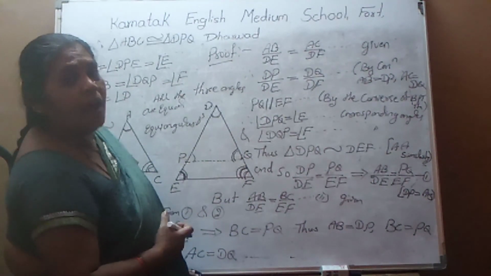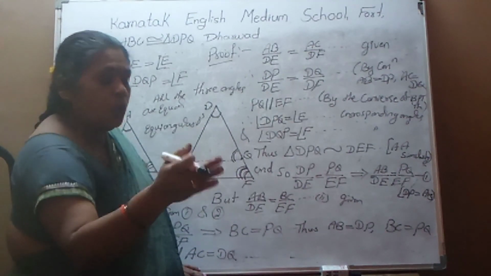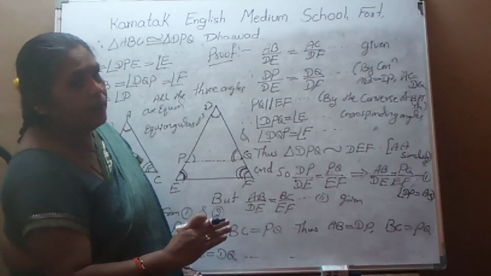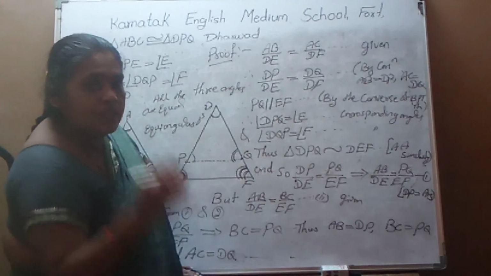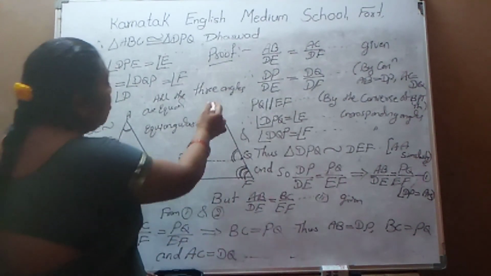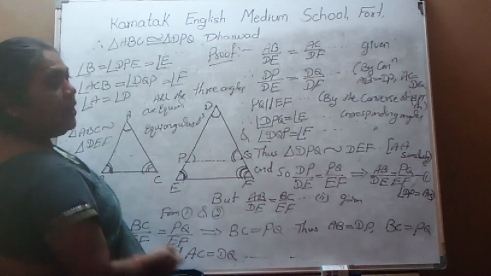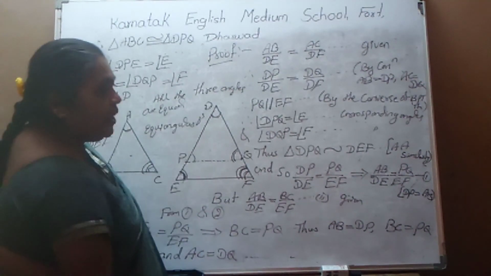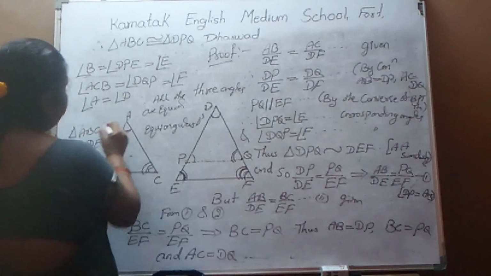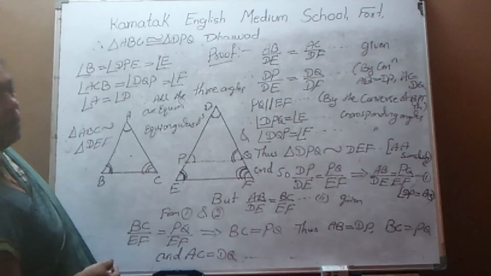When equiangular are there, first only in exercise 2.1 you wrote in the fill in the blanks: equiangular triangles are similar. So, when all the three angles of one triangle equal the angles of another triangle, then these two are equiangular. When these two are equiangular, then both are similar. Triangle ABC similar to triangle DEF.